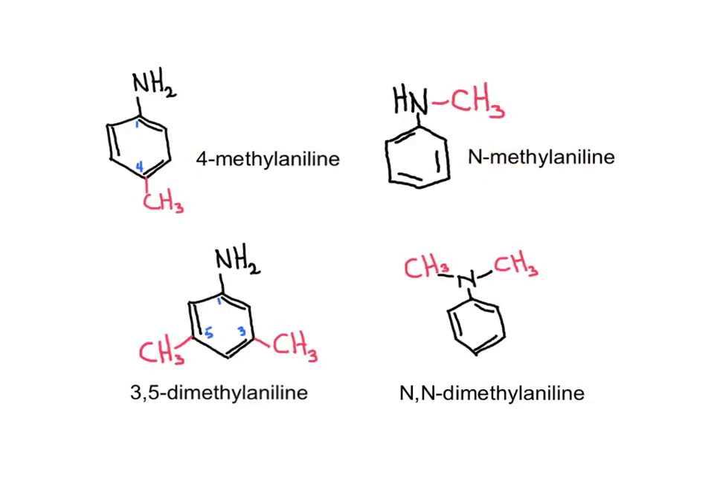Look at the difference between 4-methylaniline and N-methylaniline. We also have one that has two methyl group substituents, and these are in carbon number 3 and 5, 3,5-dimethylaniline, not to be confused with the tertiary amine N,N-dimethylaniline.